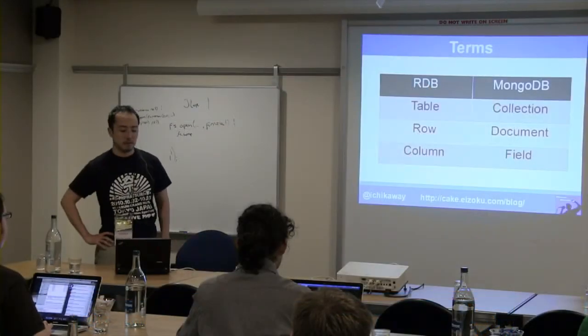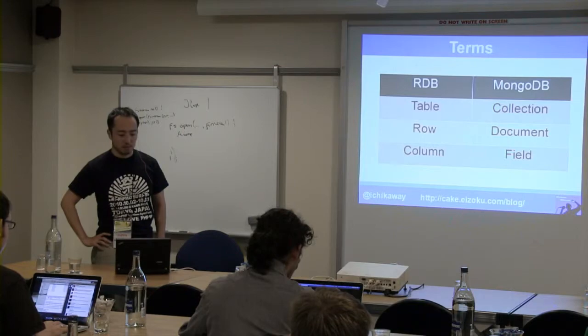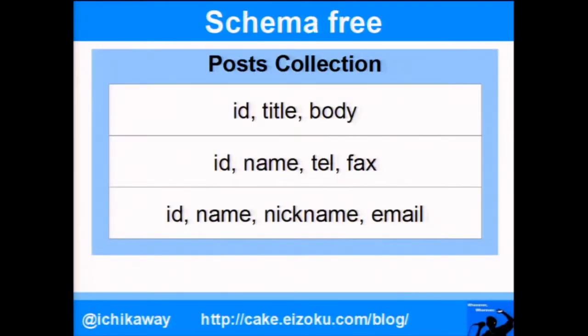Some terms are different from RDBs. Table is collection, row is document, column is field. What is schema-free? For example, here is a post collection. The post collection has 3 different records, 3 documents. Each document has different fields, different schema.